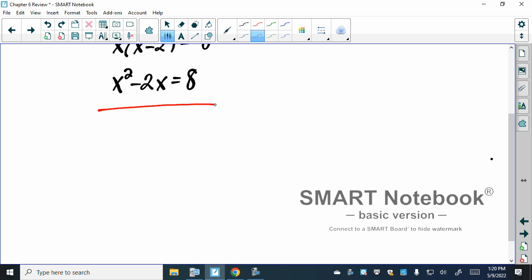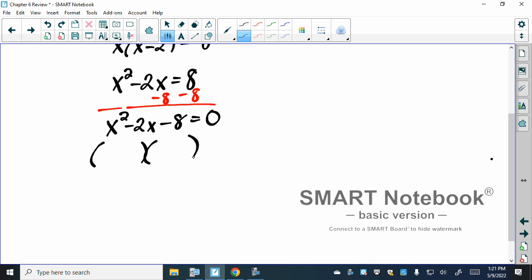Now at this point here, we do need to get this equal to 0 because it is a quadratic. So the next thing we can do is subtract 8 from both sides. Okay, x squared minus 2x minus 8 is going to equal 0. Now at this point here, we can either graph it, factor it, or use the quadratic method to solve. Now if we factor this, we'll use our two sets of parentheses. Because the 8 is negative, our signs are going to be opposite. And the factors of x squared are x and x.